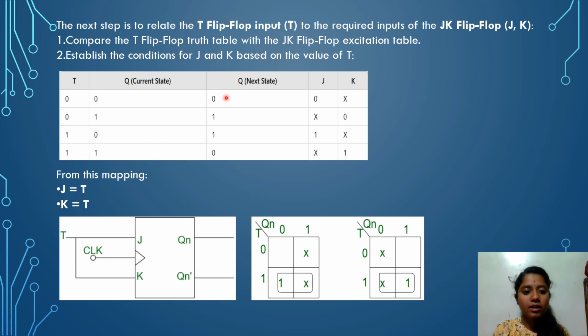And then for mapping this T flip-flop, we will get J is equal to T and K is equal to T. So here is the circuit diagram given for the conversion of JK flip-flop to T flip-flop, and this is the K-map which has been done to know the J and K values. Moving on.